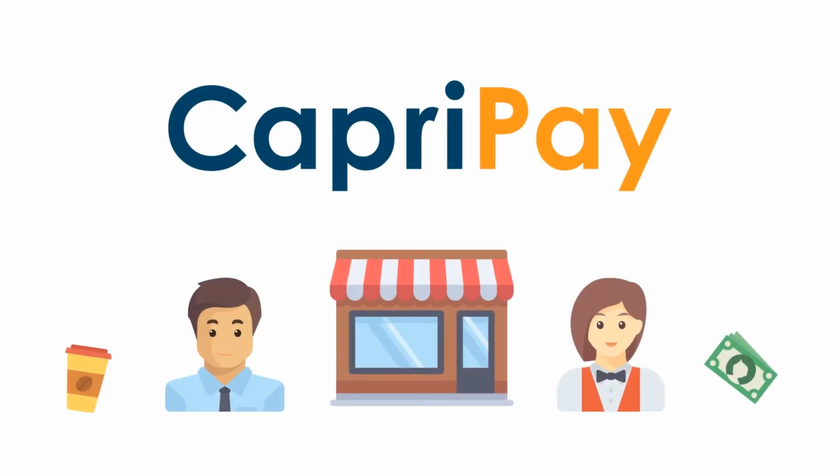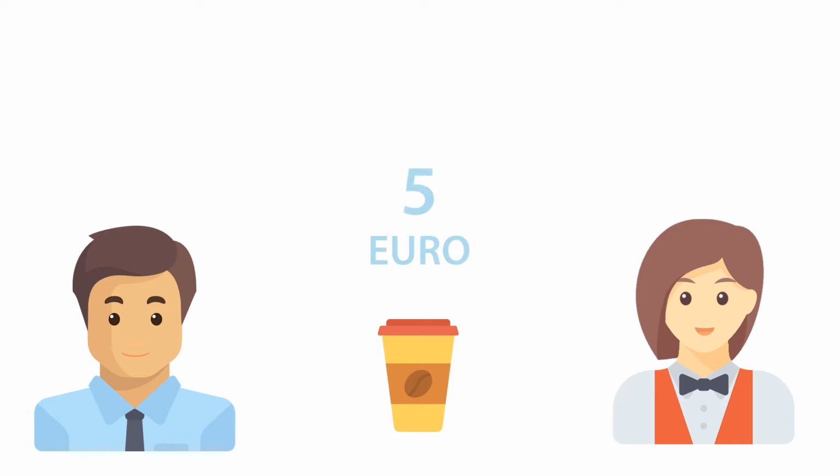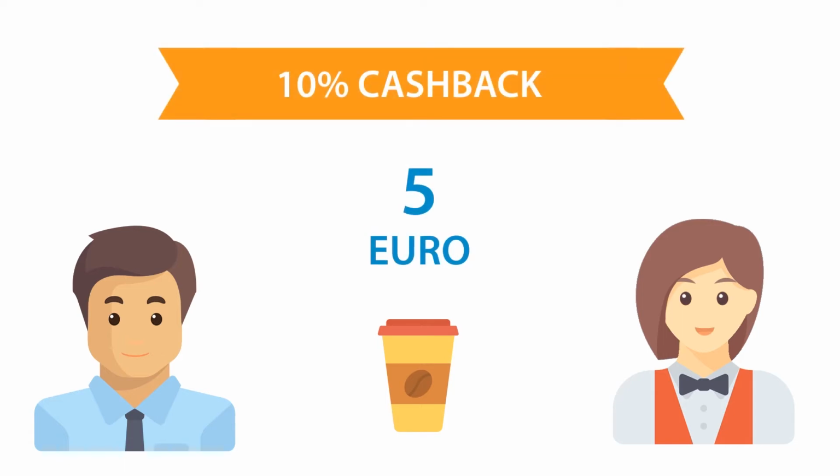Let's look at a few examples of how a CapriPay merchant can recruit new customers and process different types of orders. Let's say this is a coffee shop, and a customer comes over and asks for 1 cup of coffee. The waiter tells him that the coffee will be €5, and then he asks the customer if he would like to receive a 10% cashback for his coffee.